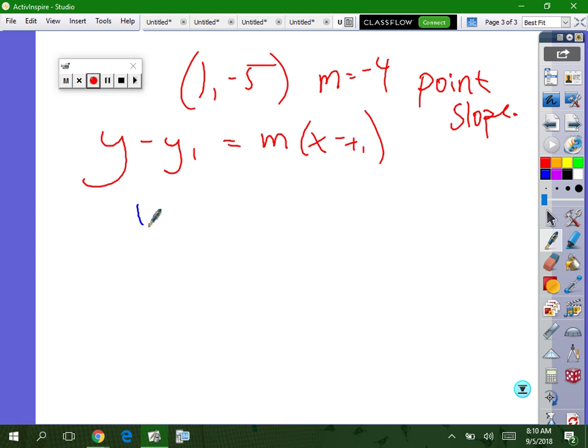Okay, here we go. Y minus, who's my y1? Negative 5, so I have a negative negative 5 equals our slope, which is negative 4, parenthesis, x minus 1, correct? Because once again, x1 is 1 up there, correct? Are you good with that? Any questions on where I got that from?